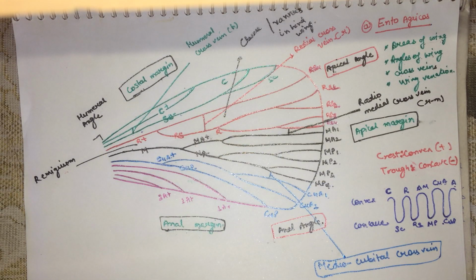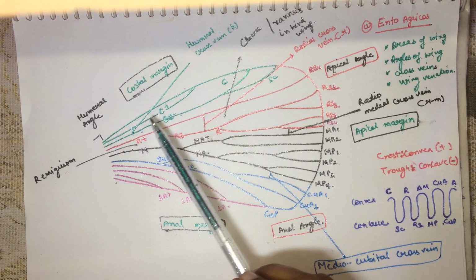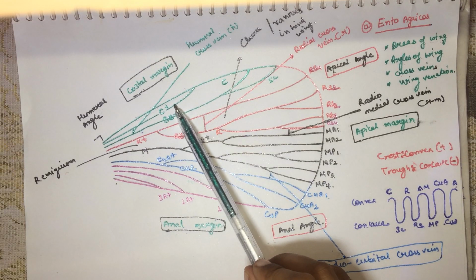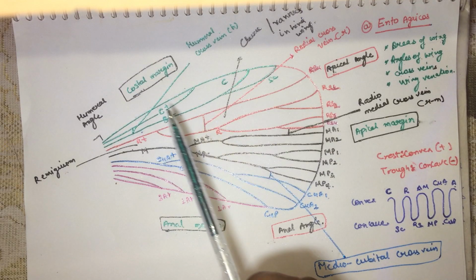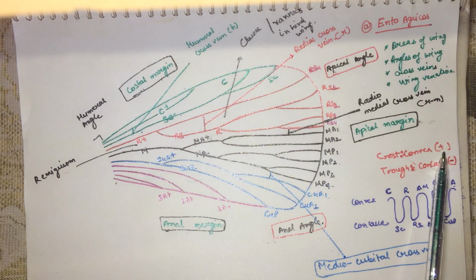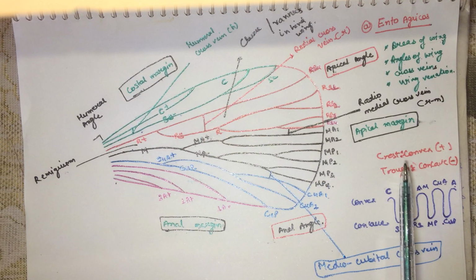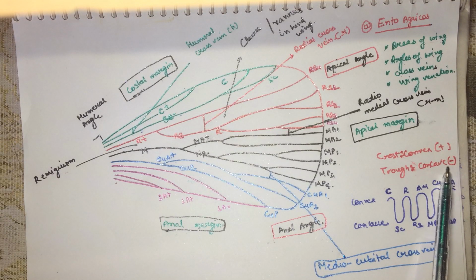So now I will explain about the wing veins. First, you can see over here this vein that is green in color. And friends, first of all let me tell you one thing: the vein that is present on a crest is convex and is represented by a positive sign, whereas the vein that is on a trough is concave and is represented by a negative sign. So now I will discuss in detail all the veins.